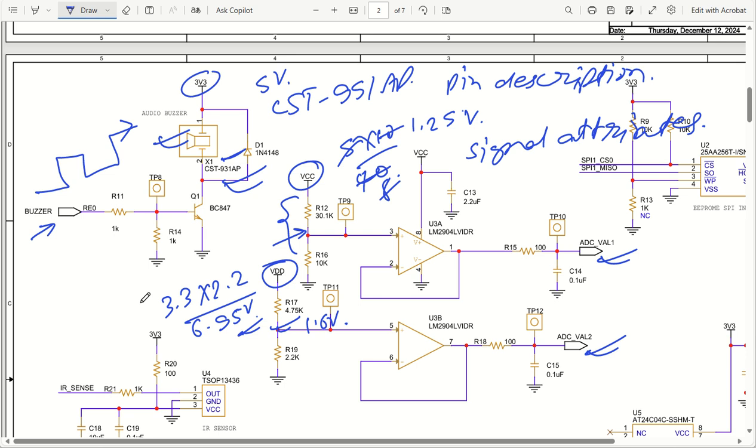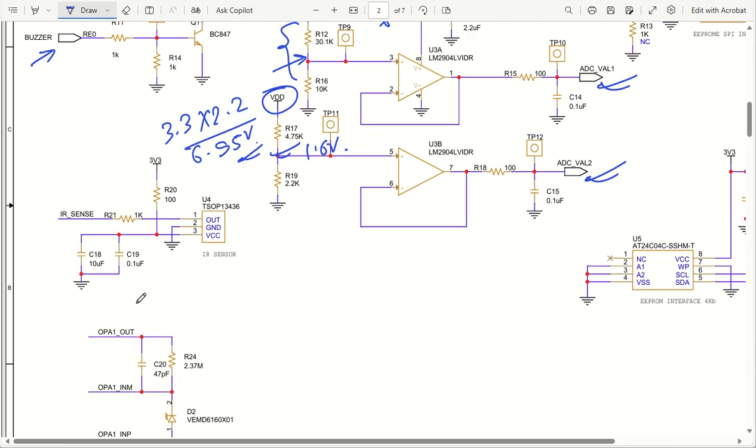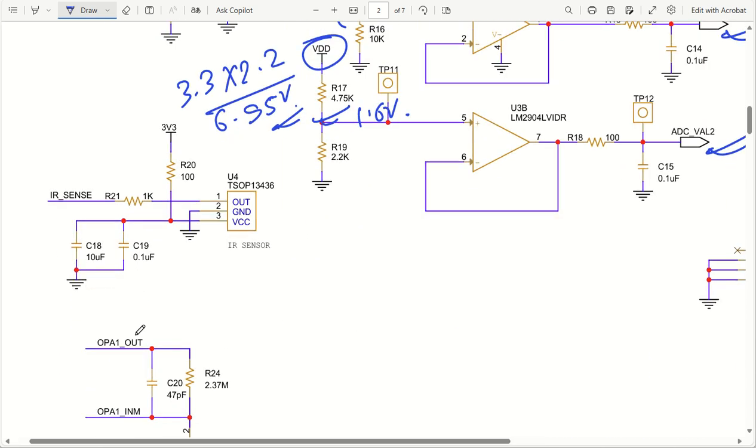Okay, got it. Now coming back to the IR sensors, I have used a very simple IR sensor from Vishay Semiconductor, or Vishay. You can see TSOP 13436. This is going to get connected and it is going to go to the IR sensor. It can be given to your ADC or a normal interrupt pin, and that can also give you an understanding that the IR signal has been sensed.